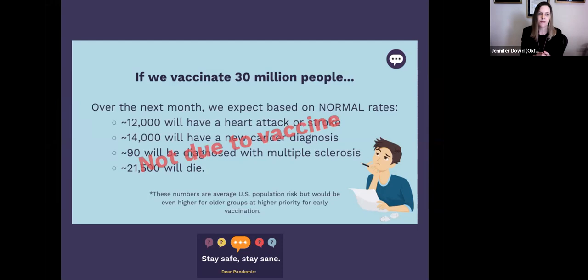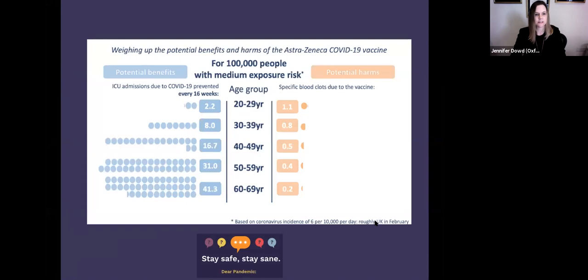And of course, within a few days, we got more information that potentially there was this very specific type of blood clot that did seem to have an elevated signal. And so I was really conscious of having to backtrack a little bit and say, well, there might actually be something here in the data, but it's still very rare, and here's how we put that risk in context.